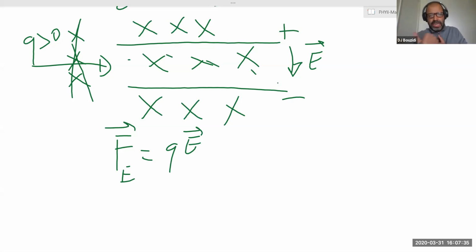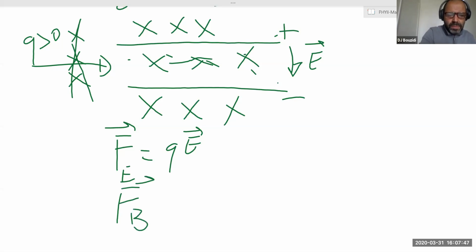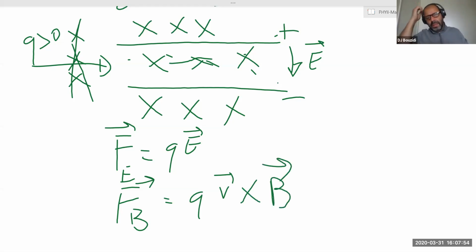But if I use the right-hand rule, V is this way. The magnetic field is inward, coming into the surface. This charge will be bent upward per the magnetostatic force, QV cross B.